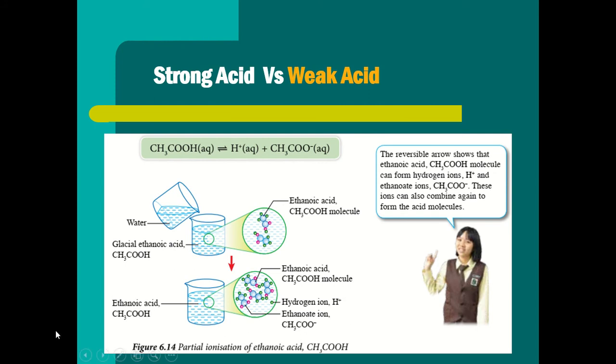Dia undergo partial ionization. Bermakna separa sahaja, bukan complete. Tak semua molekul dia akan bercerai kepada ion. So contoh dia ethanoic acid. Jadi inilah bentuk molekul. You tengok 2 molekul kan. So after ionization kita tengok daripada 4, 3-nya tidak ionize, iaitu dia still dalam bentuk molekul yang asal dia. Cuma satu sahaja daripada 4 yang asal dia terion ataupun ionize untuk form hydrogen ion and ethanoate ion CH3COO-.